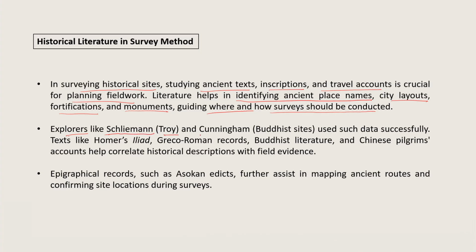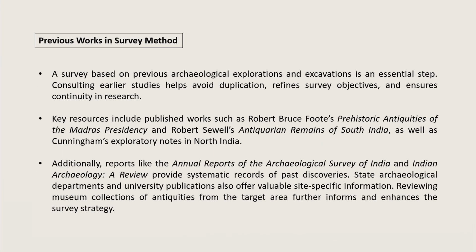Schliemann, at Troy, and Cunningham, at Buddhist sites, used such data successfully. Texts like Homer's Iliad, Greco-Roman records, Buddhist literature and Chinese pilgrims' accounts help correlate historical descriptions with field evidence. Epigraphical records such as Ashokan edicts further assist in mapping ancient routes and confirming site locations during survey.